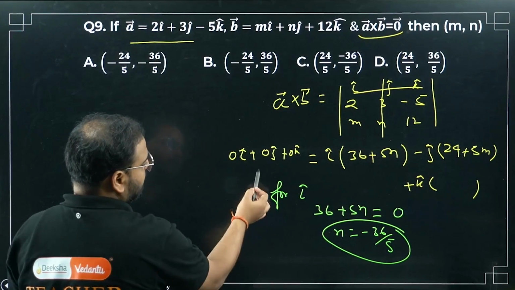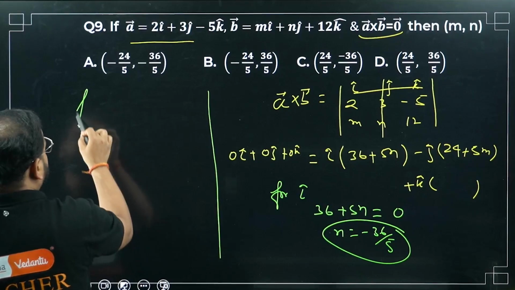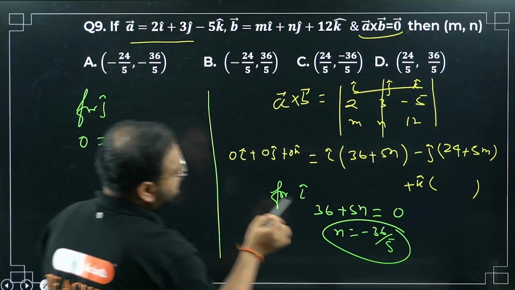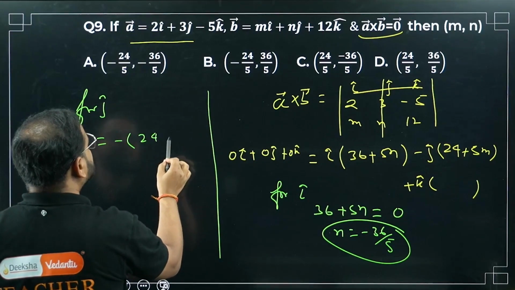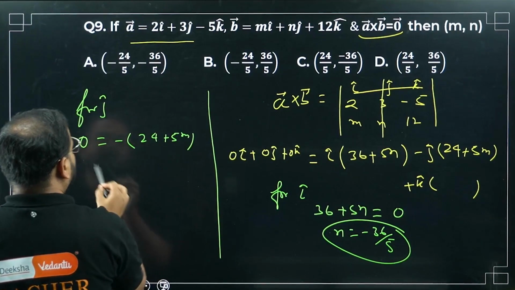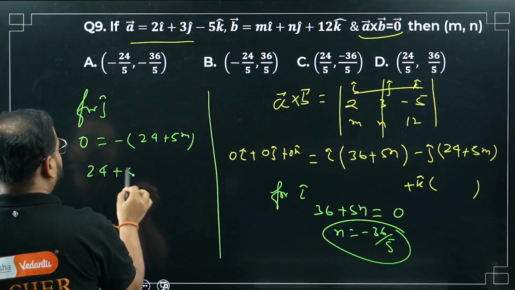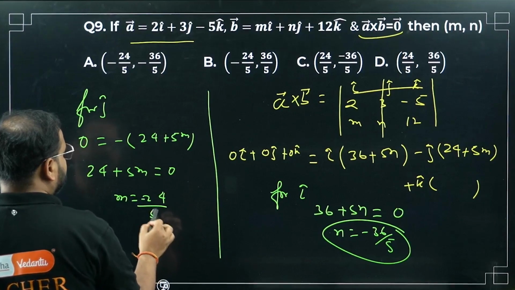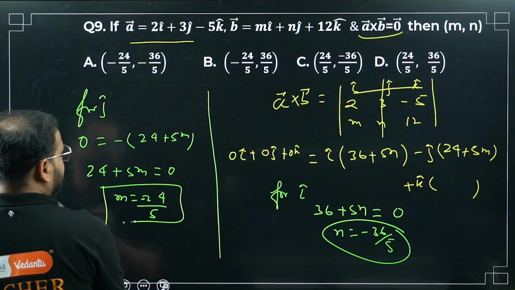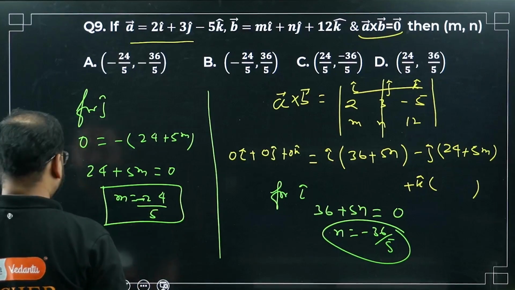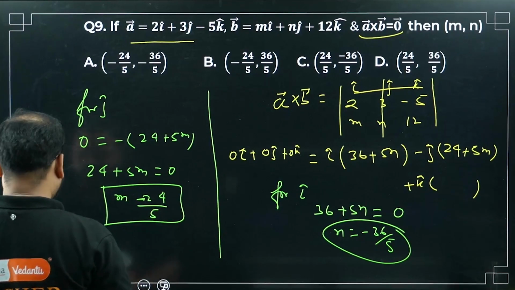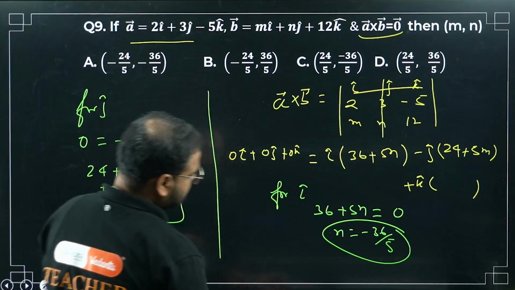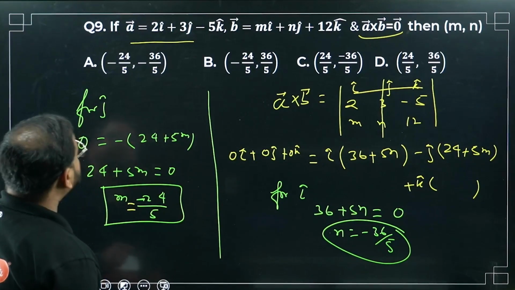Great. What about for j cap? You'll have 0 again equals minus sign of 24 plus 5m. So 24 plus 5m equals 0. So what is m equal to? Minus 24 upon 5. Please check the options. Minus 24 upon 5 is m, minus 36 upon 5 is n. Option number A.